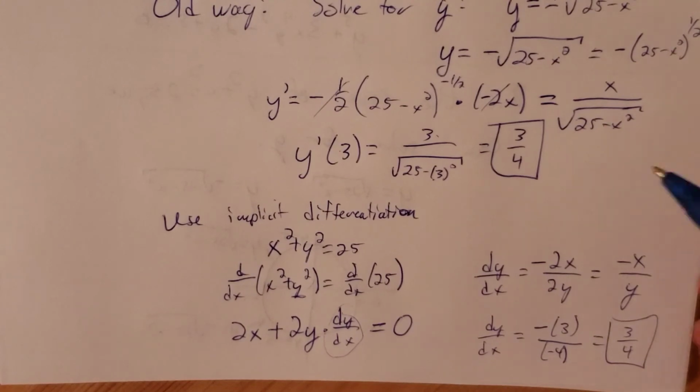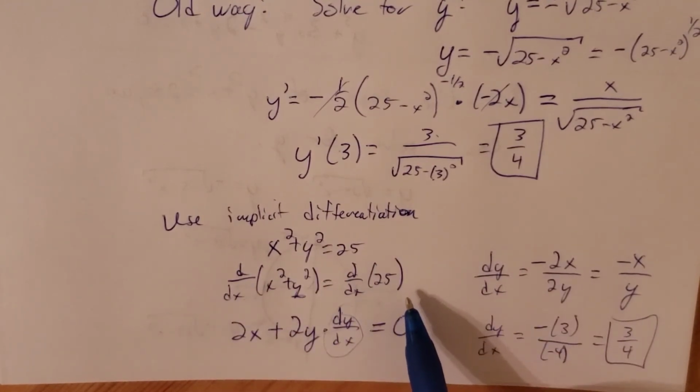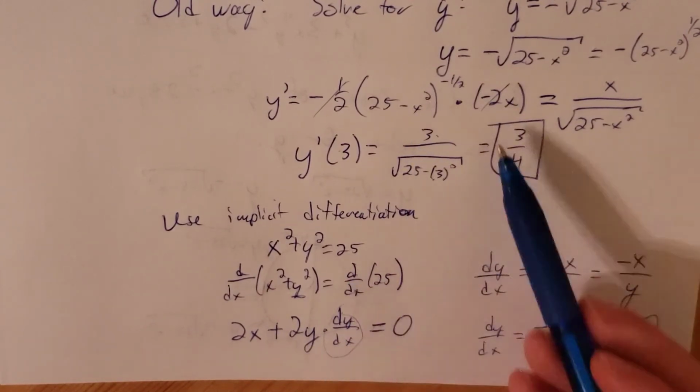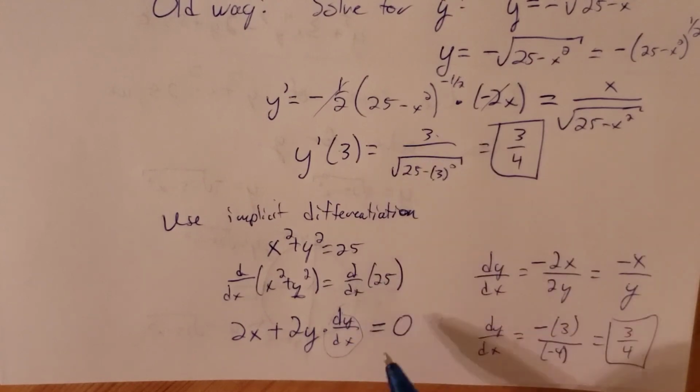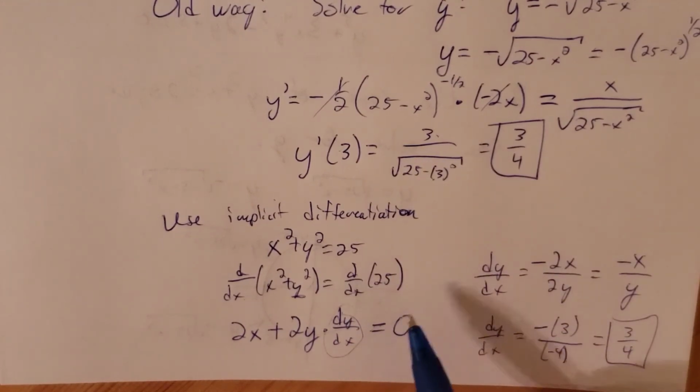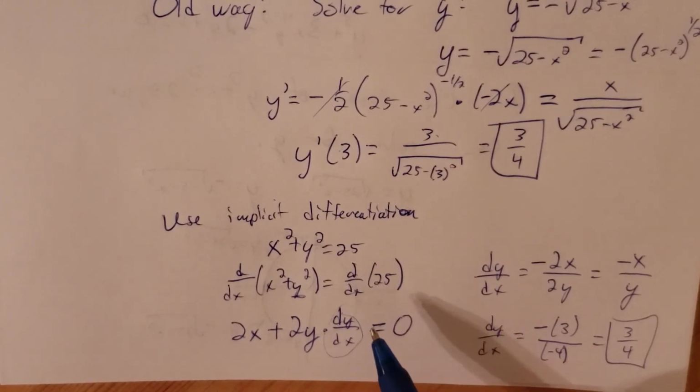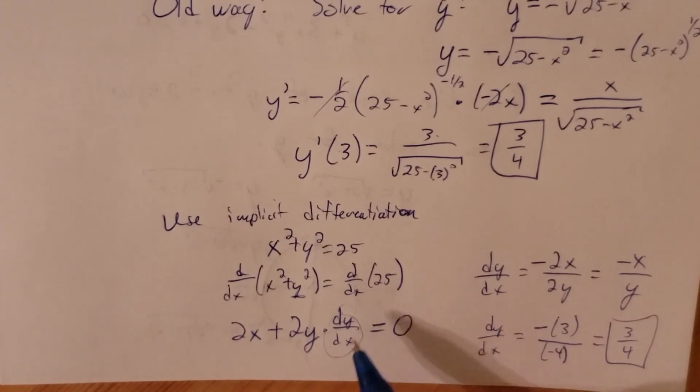All right, so we see that we can get 3/4 both ways, and we've now seen our example of how to use implicit differentiation. In general, implicit differentiation may be faster. In this particular case, these were roughly the same length of time. But again, for most of our problems, implicit differentiation will be faster. And in fact, implicit differentiation may be the only possible way to do it in some instances.